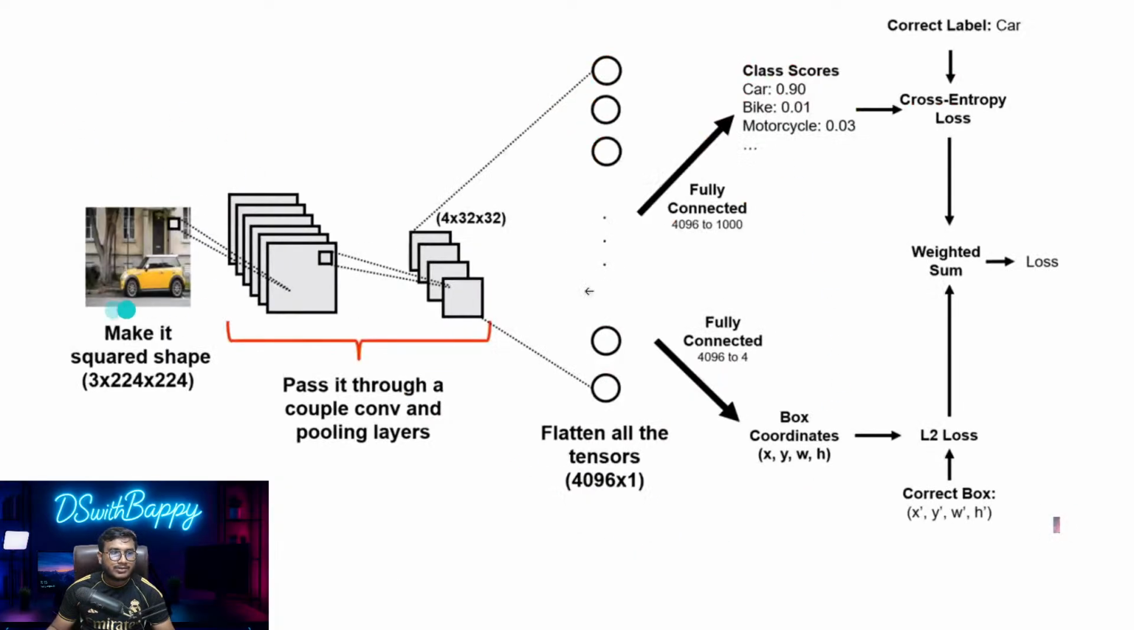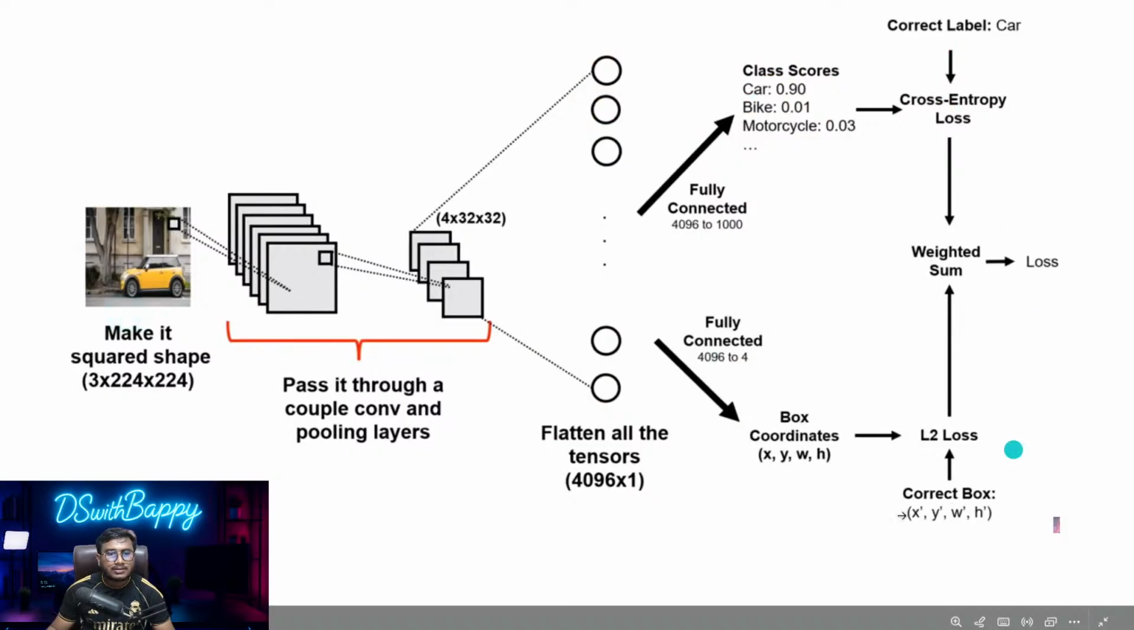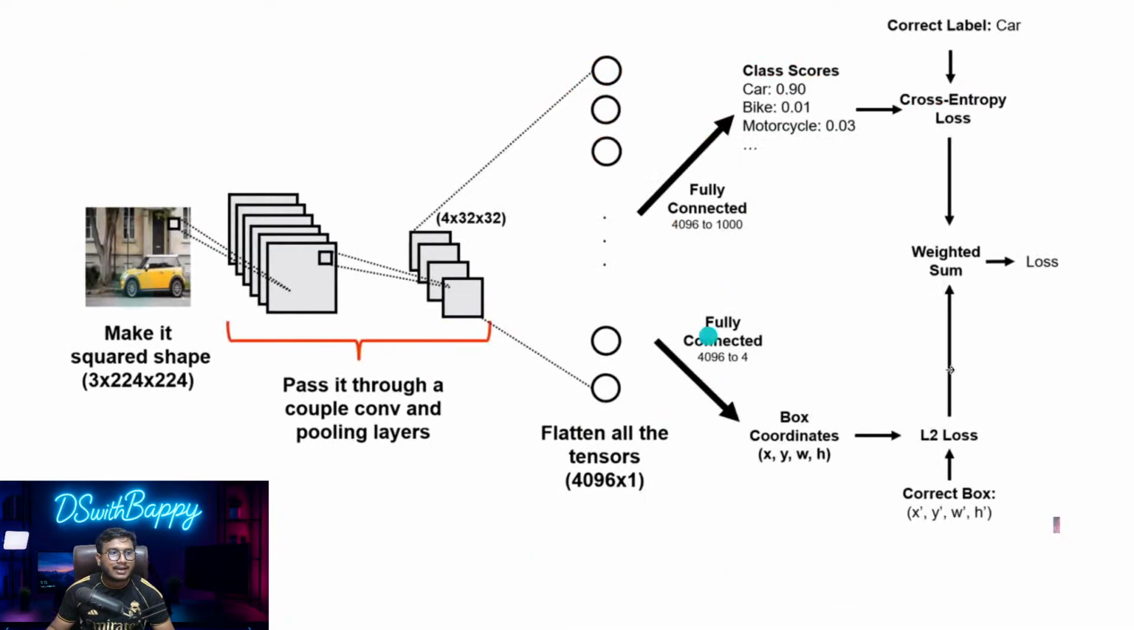Whenever you are using this architecture, it can only work with a single object, and we call it object localization. First of all, we classify, then we localize the object. This architecture is used for object localization, you can see. So this is the main disadvantage of using this architecture.